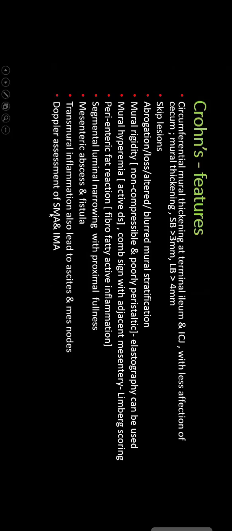Doppler assessment of the superior mesenteric artery and inferior mesenteric artery is also performed in Crohn's disease. In active disease, there is high impedance and high volume of flow, and this is used in assessment of the response to treatment. In chronic cases of Crohn's ileitis, there is usually healing with fibrosis. So there is stricture formation of the bowel loop, leading to proximal fullness and dilatation. So these are salient points of Crohn's ileitis that we see on ultrasound. We must remember these important points.